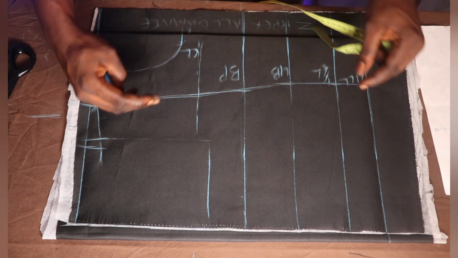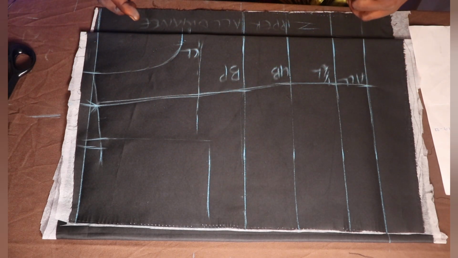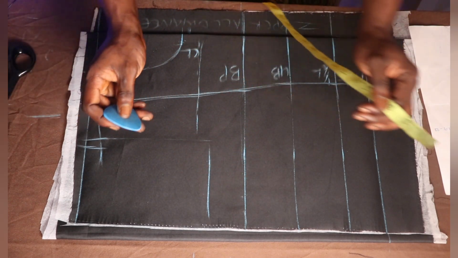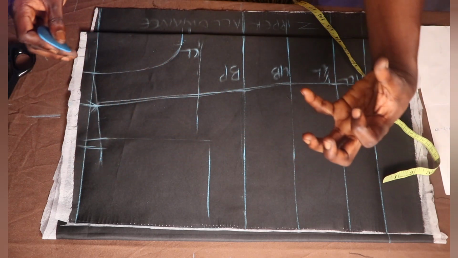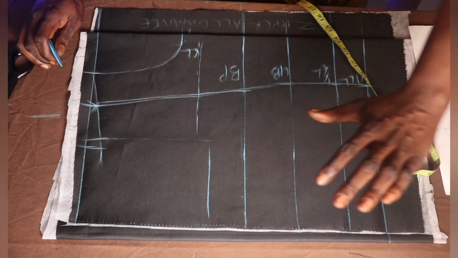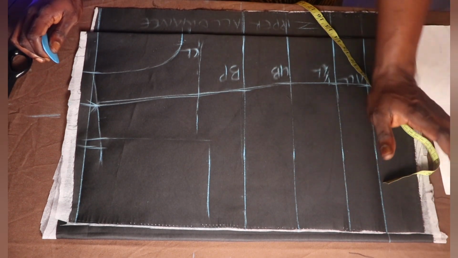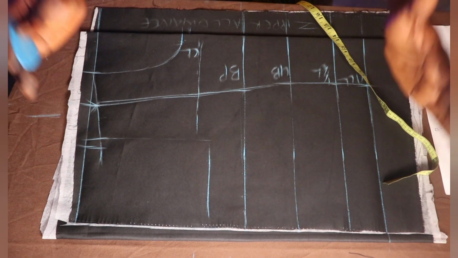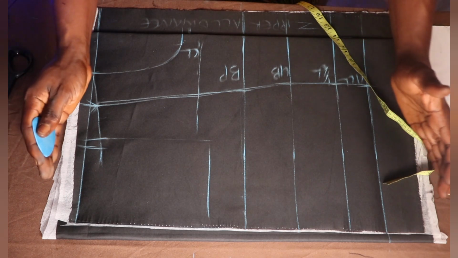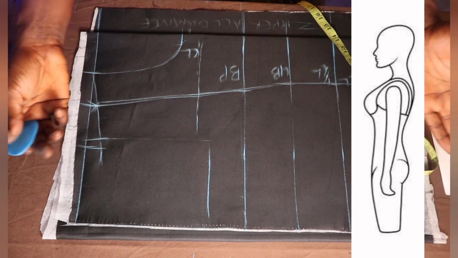Okay, now to get this side part, this is very important. I'll take my time to explain this side part. For you to have a good bustier, especially for the shoulder dart, you need to take a good look at the customer or the person wearing this. You have to look at the side view of this person. You need to know how the side view of this person looks.